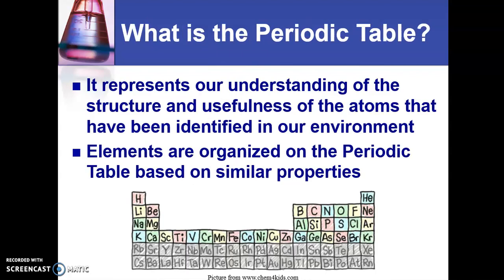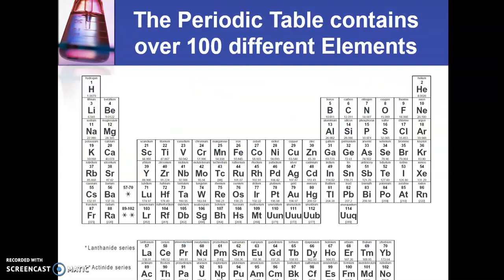It represents our understanding of the structures and usefulness of the atoms that have been identified in our environment, and elements are organized on the periodic table based on similar properties. Here's an example of a periodic table without any colors so that you can see what it looks like.